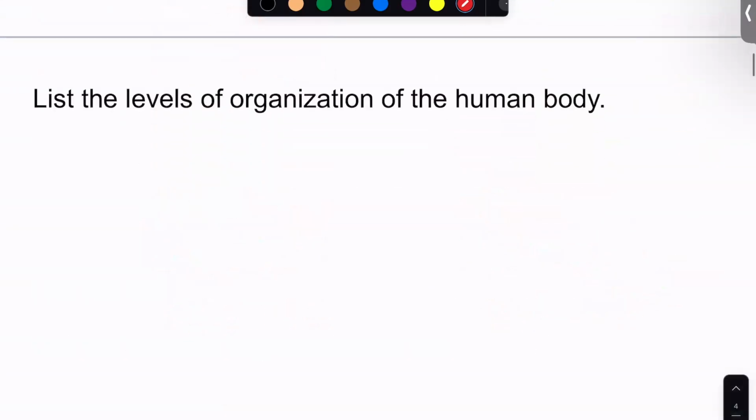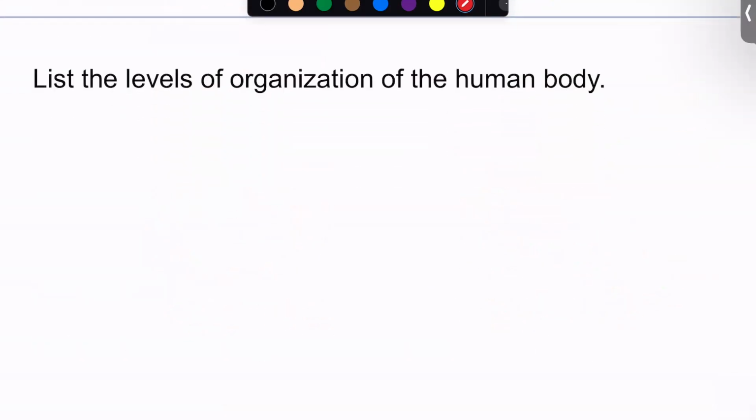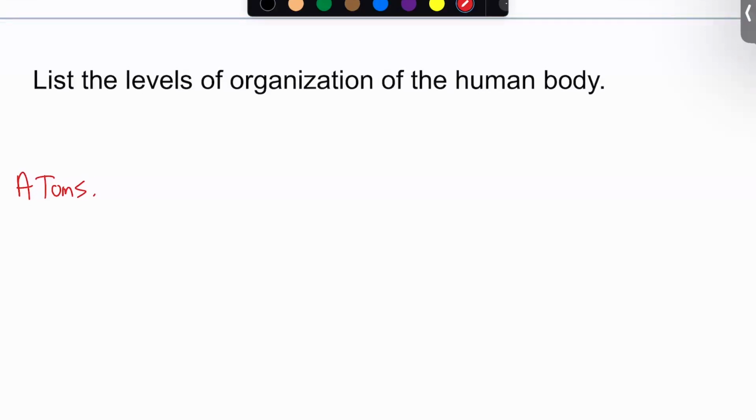All right, so the next one: list the levels of organization of the human body. We're starting off with atoms, the very smallest unit. Then whenever a few atoms come together, that forms molecules. You put enough of those molecules together, you'll start to get cells. And then if enough of these cells come together, you'll get tissues.